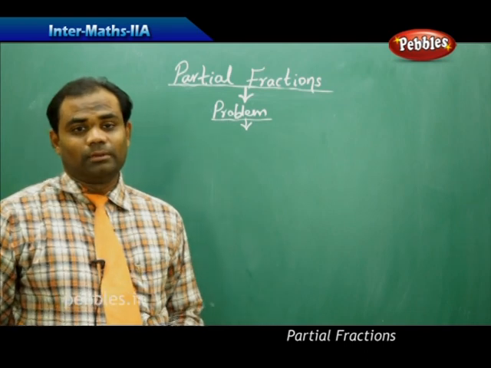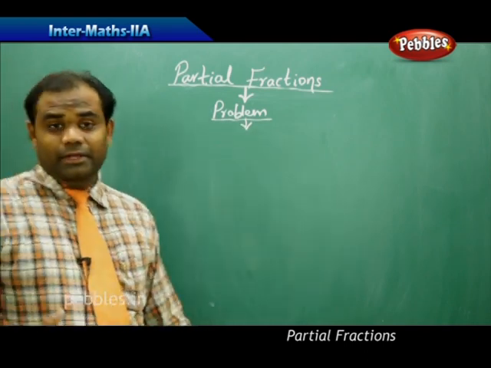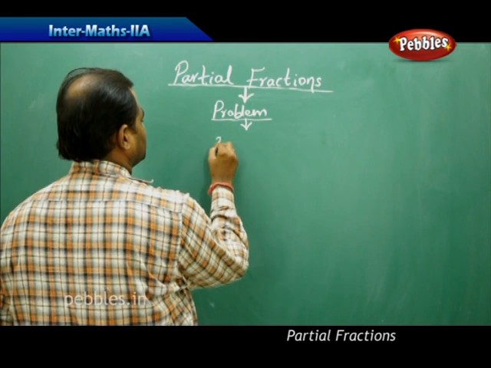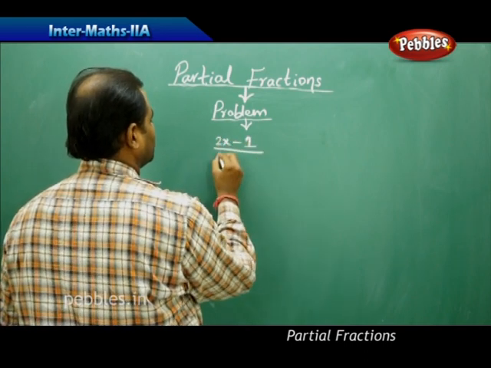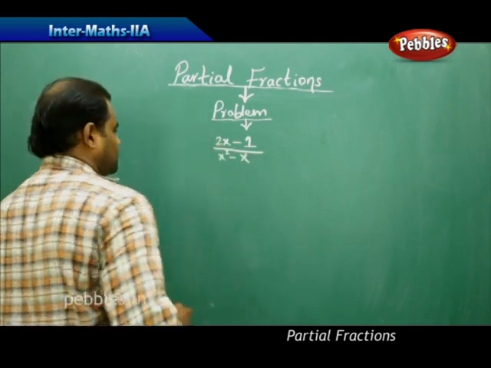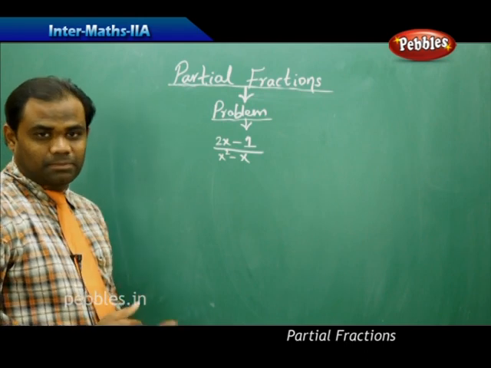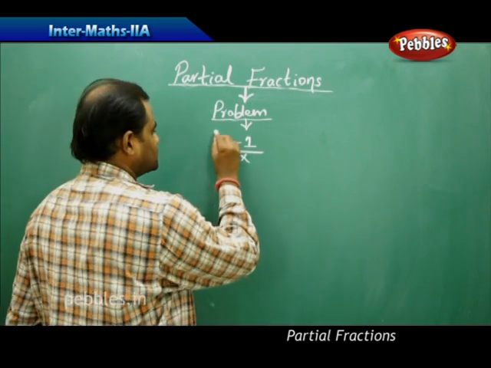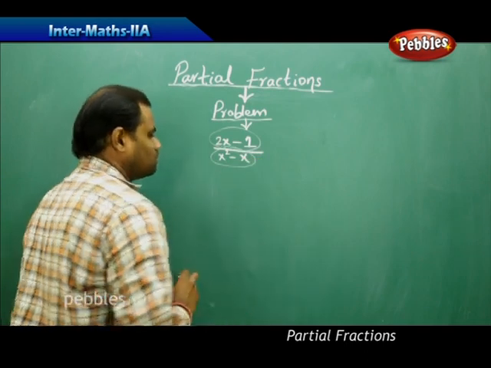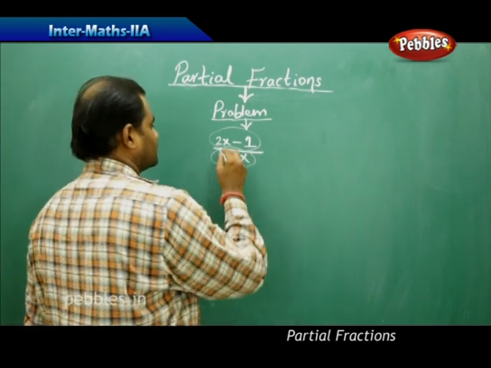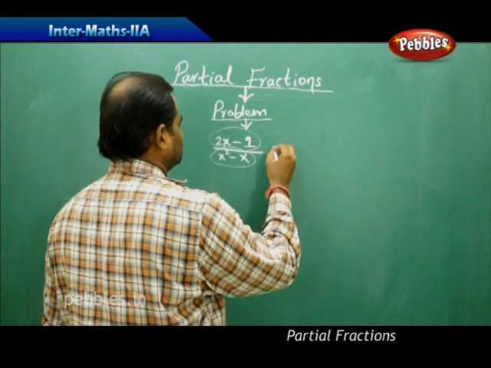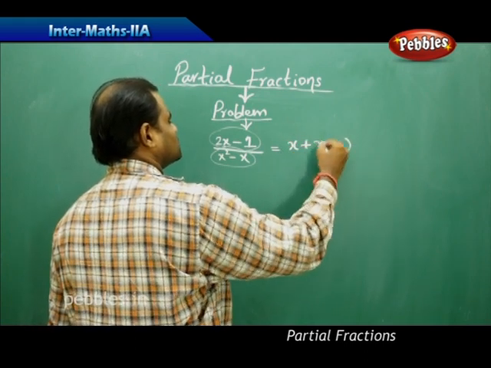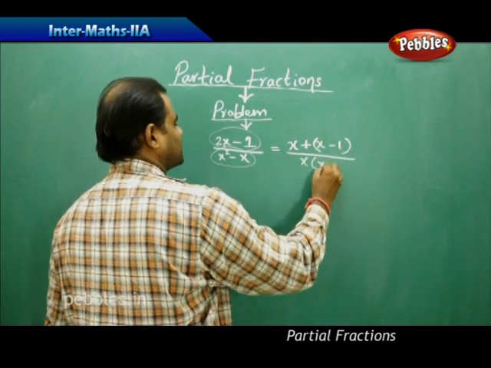Now let's take an example problem where we try to understand the partial fractions better. For example, I have a problem where I need to split this into partial fractions, that is 2x minus 1 by x squared minus x. Say I want to express this as the sum of two proper fractions, that is, I want to express this as partial fractions. Then clearly I see the numerator and the denominator are both proper. Now I can clearly take this as x plus x minus 1, and by taking x common in the denominator, I get x times x minus 1.